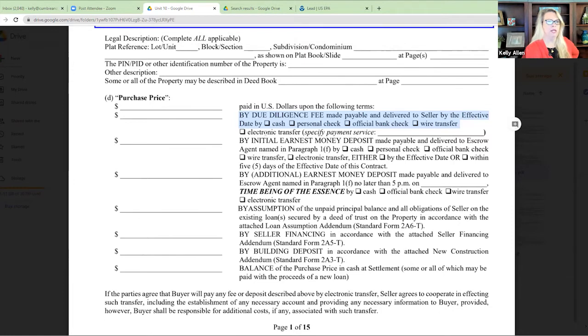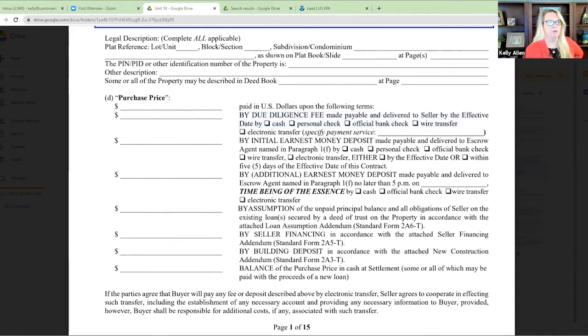All righty, very good. Now it says that the due diligence fee is going to be made payable and delivered to the seller by the effective date of the contract, which is defined coming up. So let's wait for that. It actually is in here as a definition, how you figure out what is the effective date. All right, so we'll wait for that.